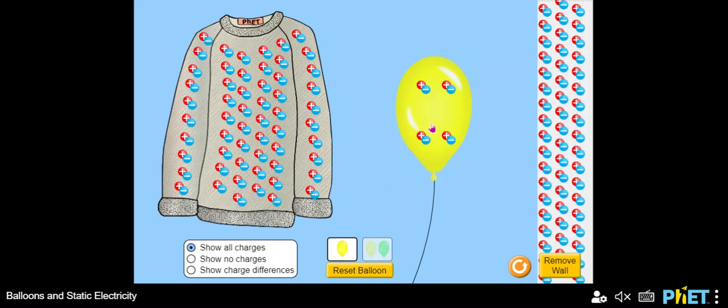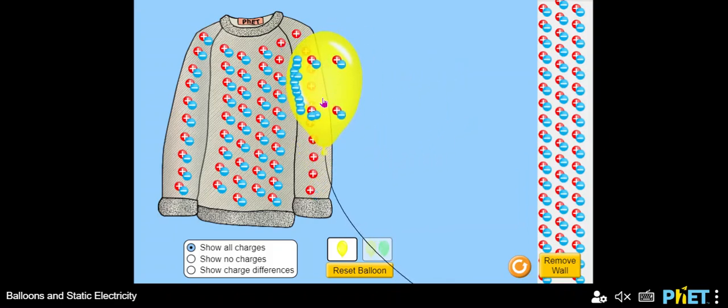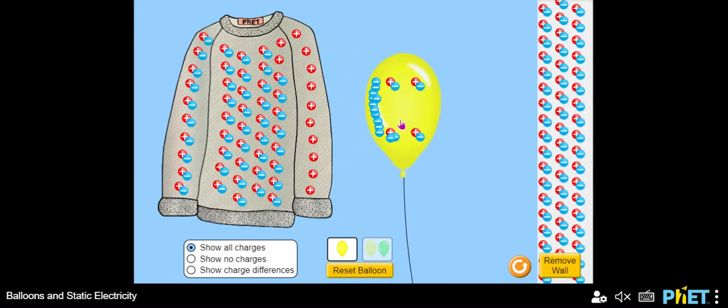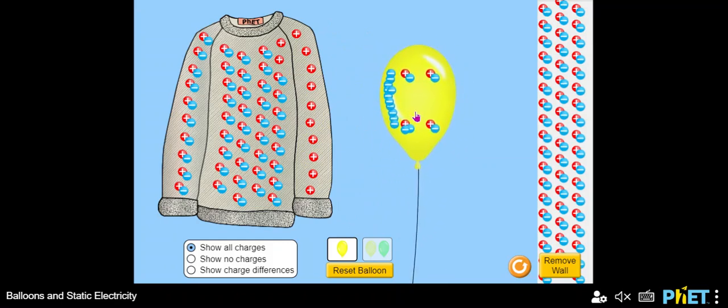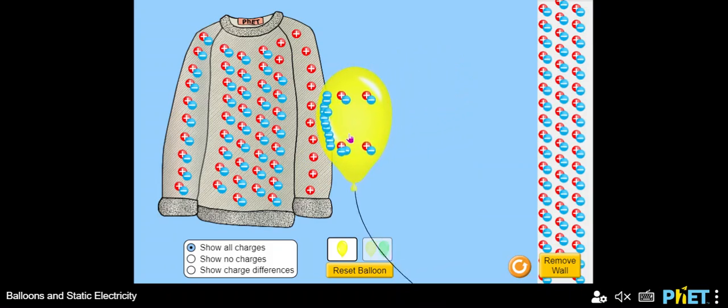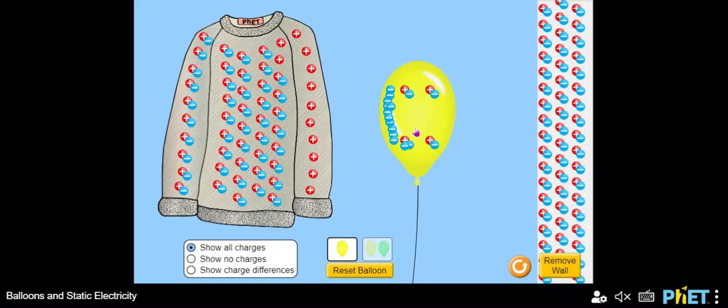Now if I bring this balloon close to the shirt and rub on it, see what happens. The shirt lost electrons to the balloon. So the balloon now has more electrons. So it means the balloon is now negatively charged while the shirt is now positively charged, right? Now, remember that opposite charges attract while like charges repel.